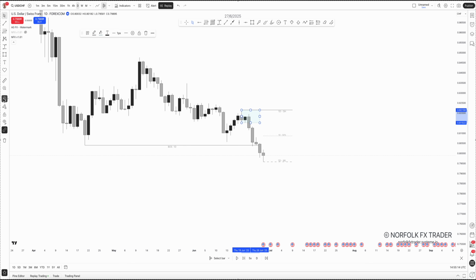So let me just remove the magnet. We don't need this on now. So this is going to be my daily area of supply. And the reason you have your zones of supply and demand, these are the areas we want to see price come back to fill the last area of imbalance.